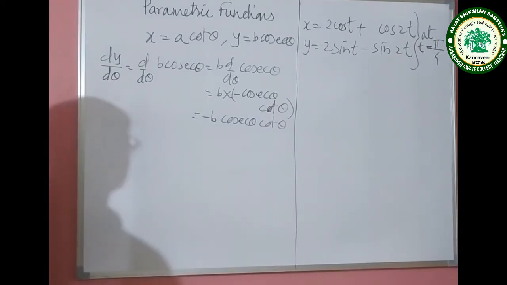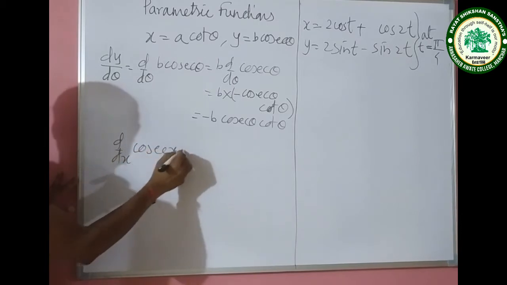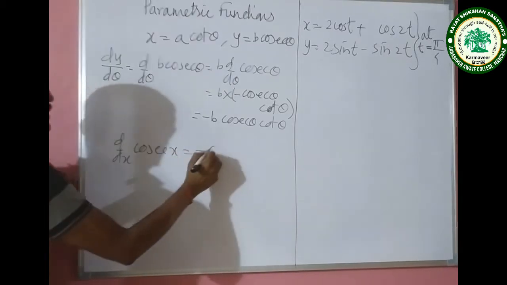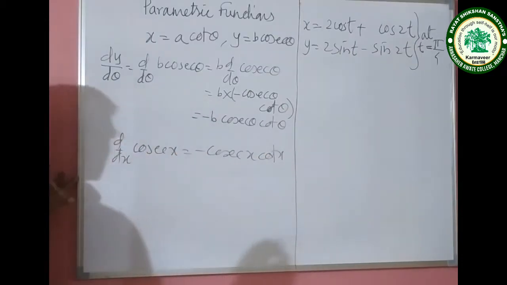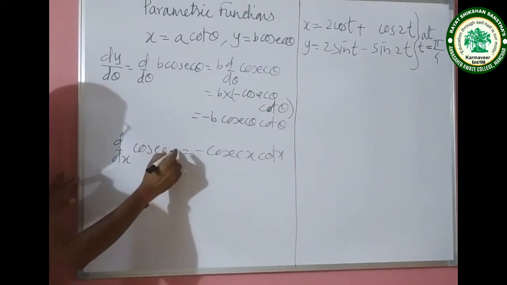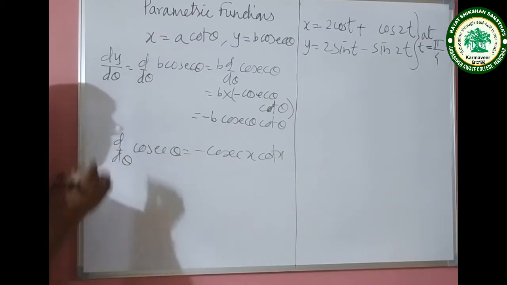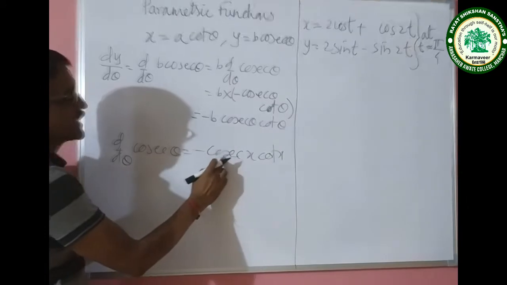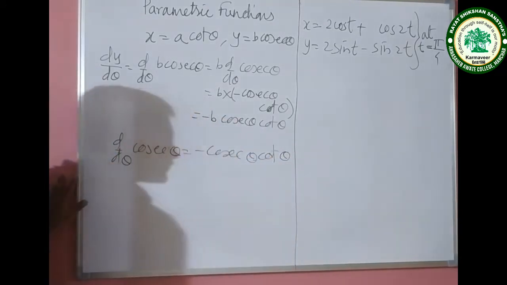See, we know derivative of cosec x with respect to x is minus cosec x into cot x. Like that, derivative of cosec theta, only the angle we are changing, with respect to theta, we are taking theta in place of x, so the derivative will be minus cosec theta into cot theta.